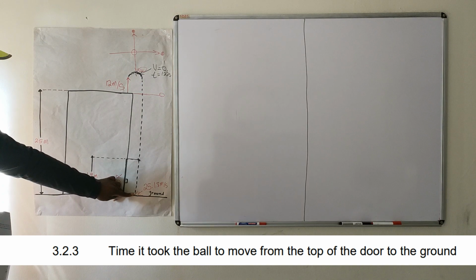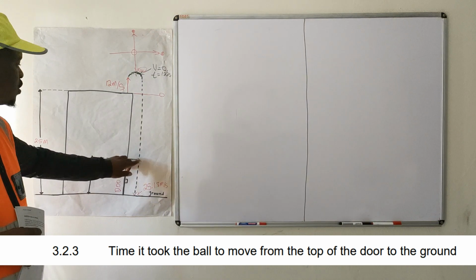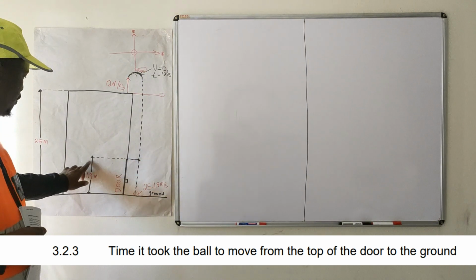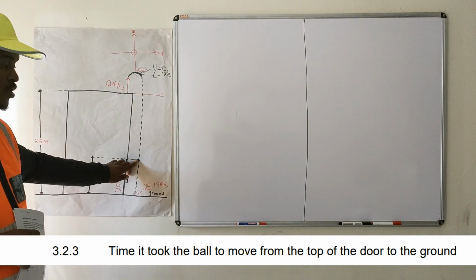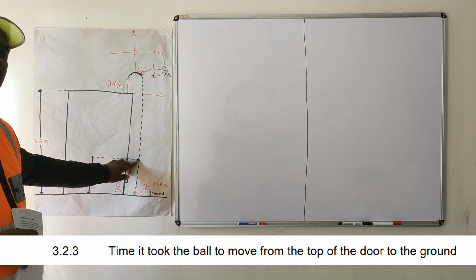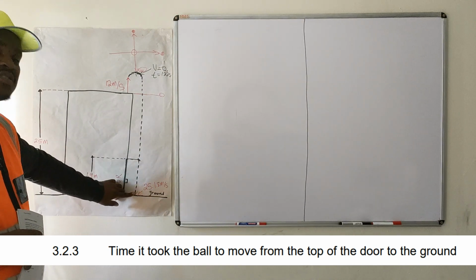So that's how I would look at it. I'll say let's find our final velocity here. What was the velocity when the ball reached the top of the door? Once you have the velocity at which the ball reached the top of the door, then you can ask yourself, how long did it take for the ball to move from that velocity to this velocity that we have here?